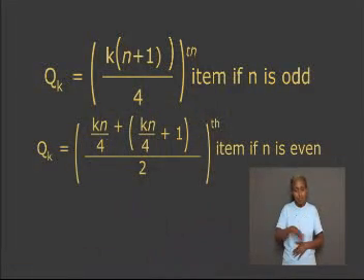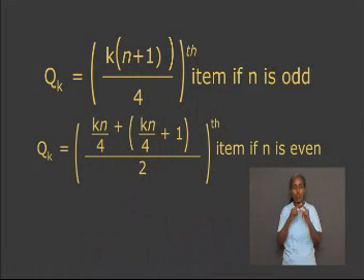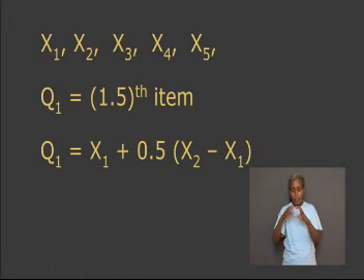Remember to always arrange the data set in ascending order. To find the kth quartile of ungrouped data of sample size n, we can use this formula. For sample size n equal to 5, we can use this formula: x1 plus 0.5 times (x2 minus x1). x1 is the first number in the set, and x2 is the second number.